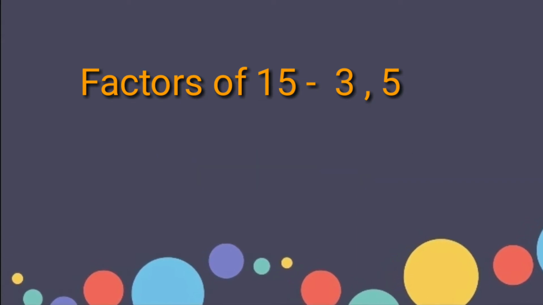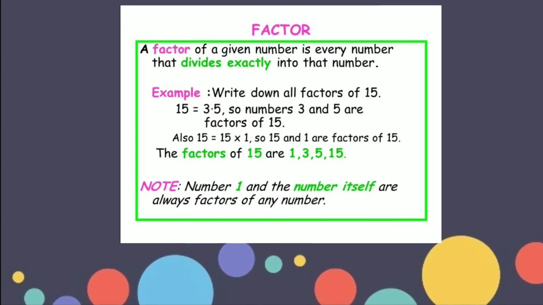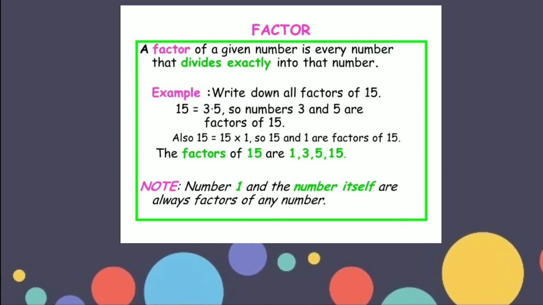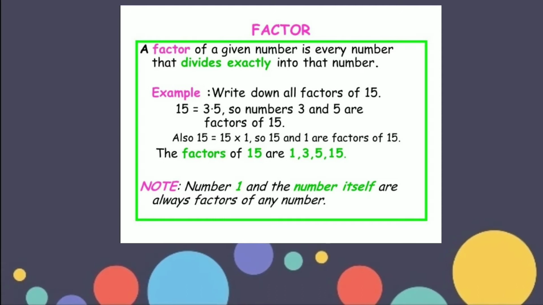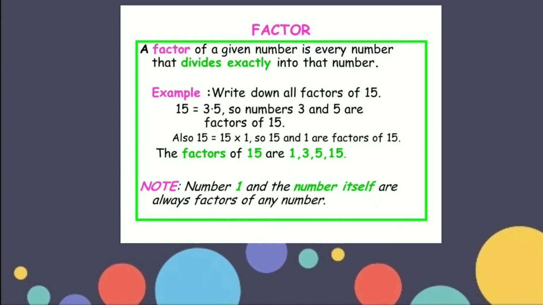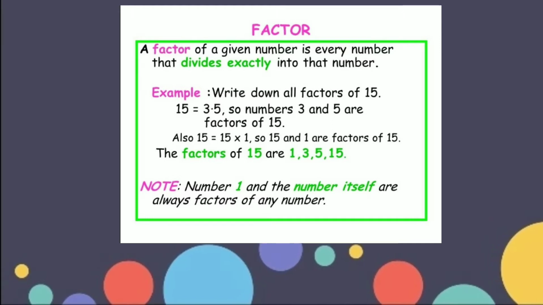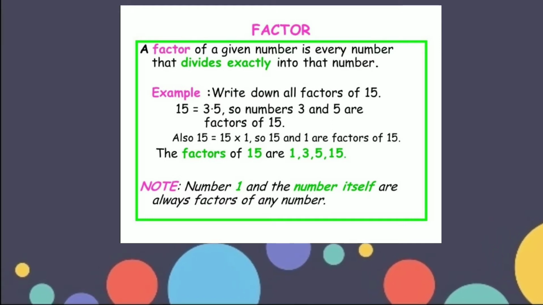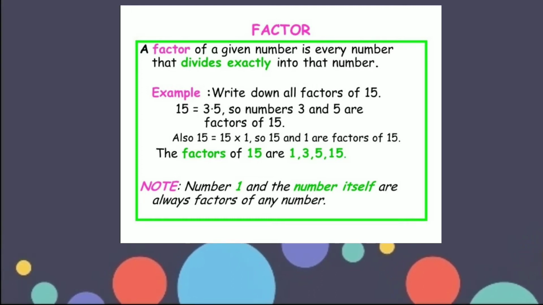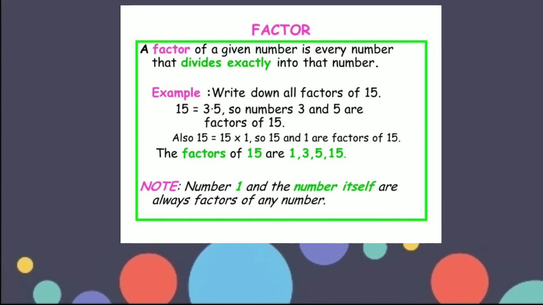Then we see the definition of factor. A factor of a given number is every number that divides exactly into that number. For example, write down all factors of 15. Factors of 15 are 3 and 5, and also 15 is a factor of 15. Number 1 is a common factor for all numbers. Therefore, the factors of 15 are 1, 3, 5 and 15. Note, number 1 and the number itself are always factors of any number.